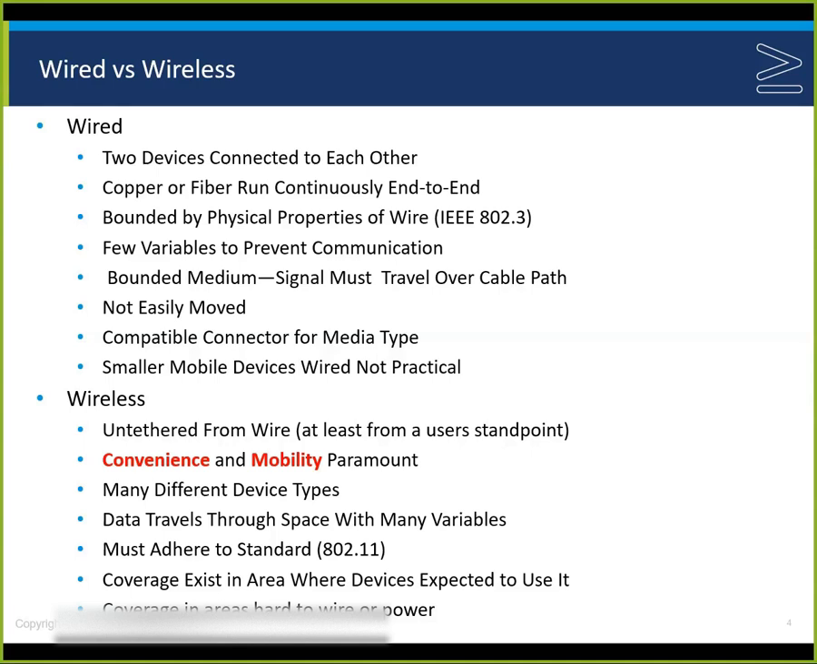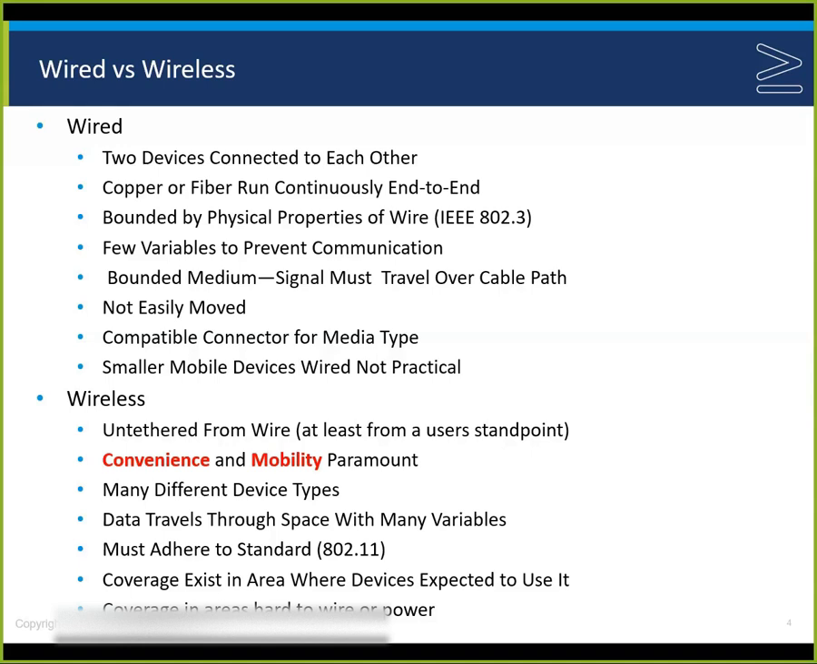The thick net coax, which is before the thin net coax, thick net used to be described as a frozen water hose, could go 500 meters for each Ethernet segment. The thin net, the more flexible one with the BNC connectors, could go 180 meters, 10Base5 and 10Base2. And 10 being the key there, 10 megabits per second. We didn't go real fast on coax. But different variables, not so many as we're going to have with wireless. It's a bounded medium. The signal will travel over the cable path. It's going to be a fixed path.